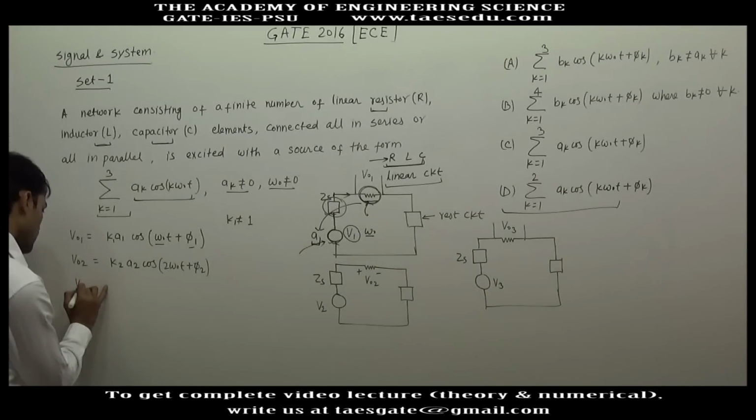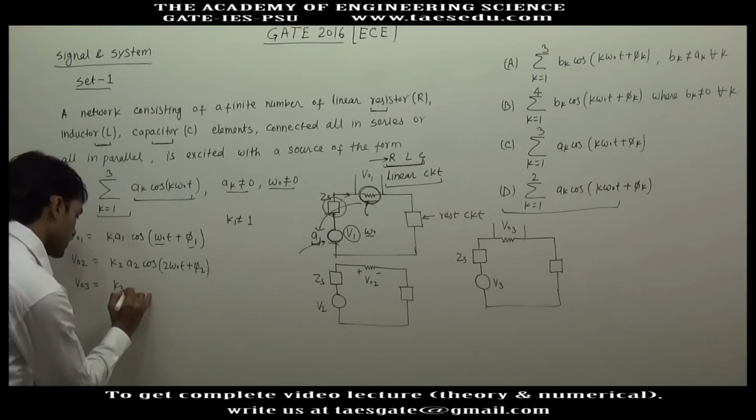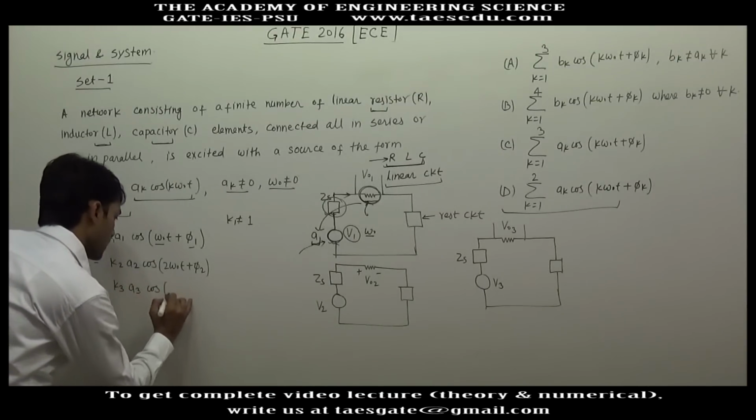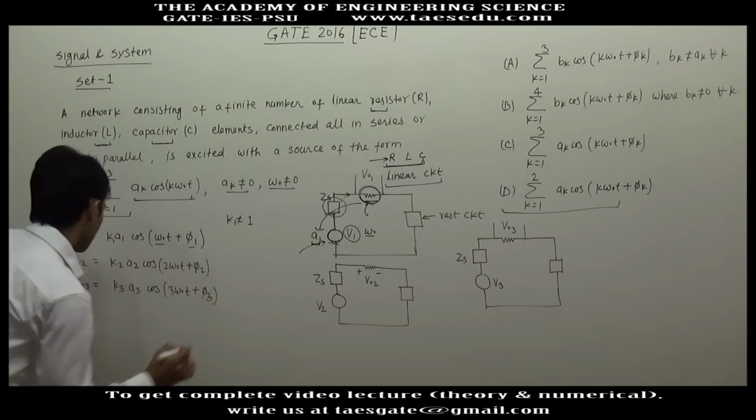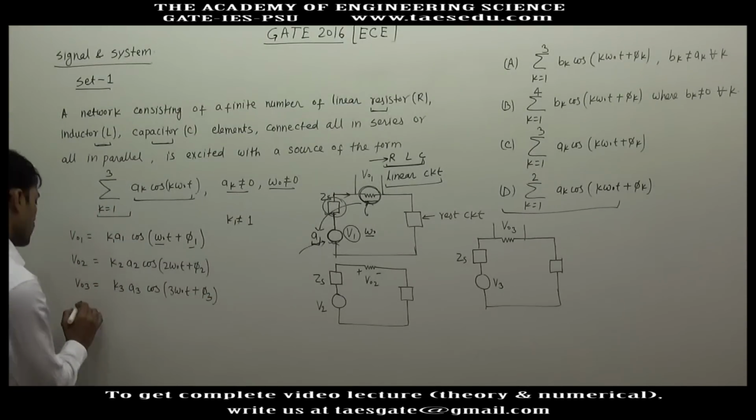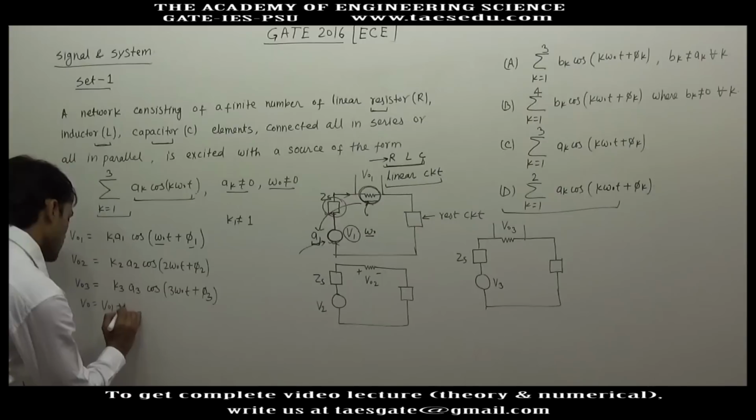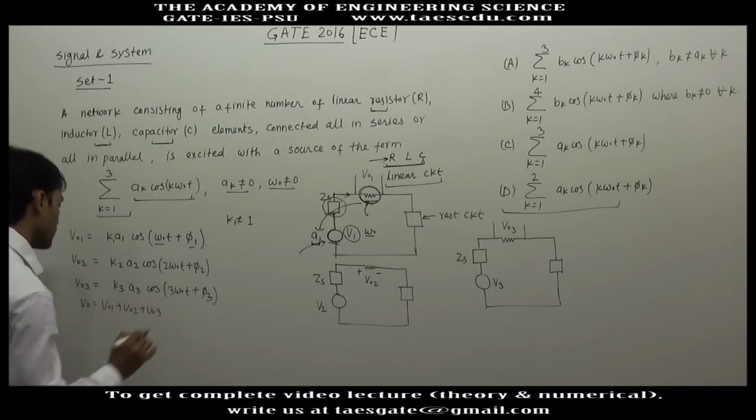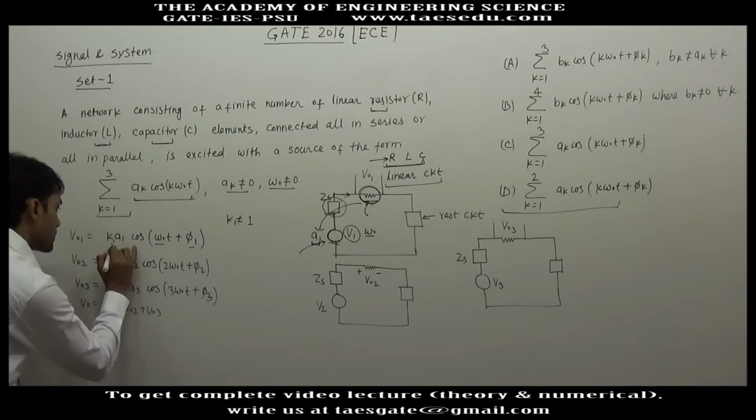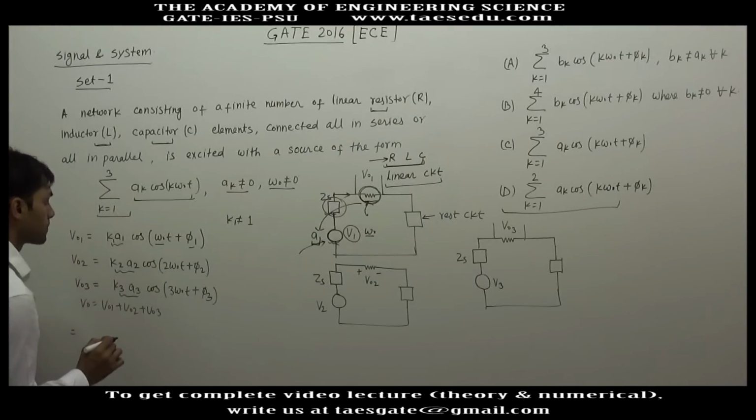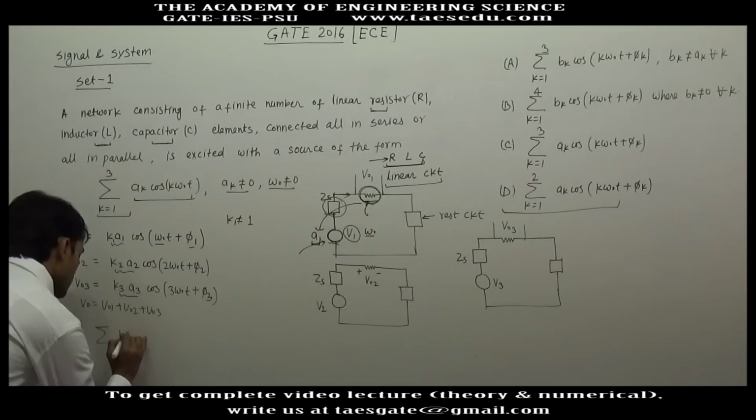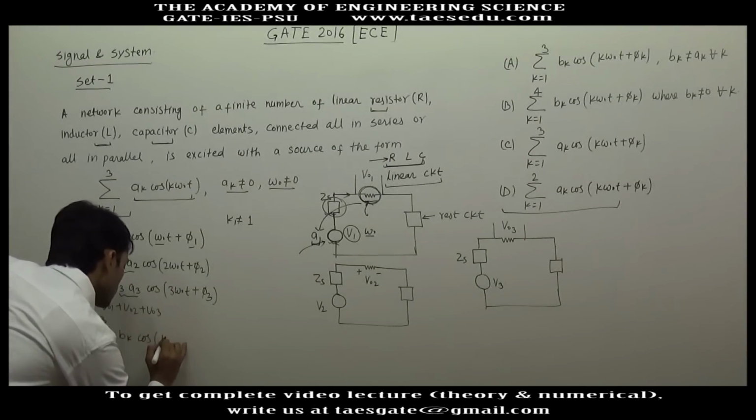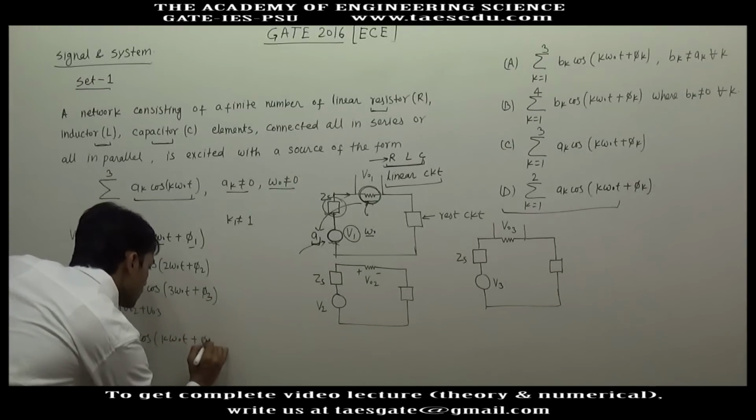So similarly, V03 will be K3 into A3 cos(3 omega naught t plus phi 3). So the total output V0 will be V01 plus V02 plus V03. Let's say this is V1, this is V2 and this is V3. So in compact form, the output can be written as the summation of Vk cos(k omega naught t plus phi k), k equal to 1 to 3.